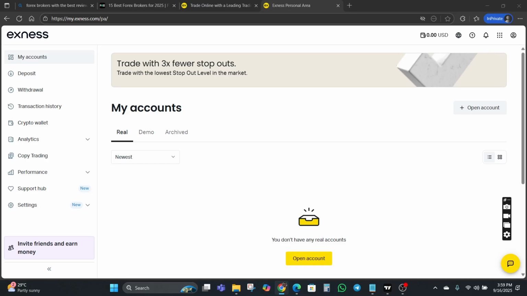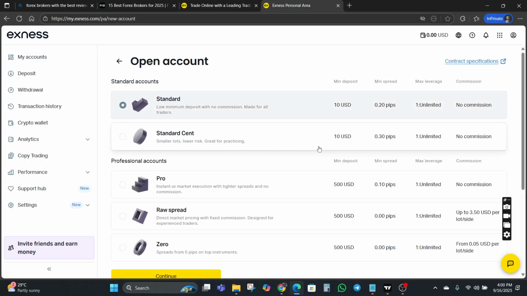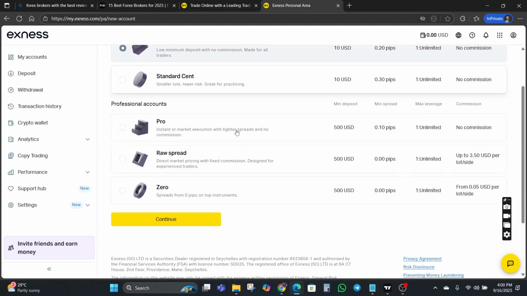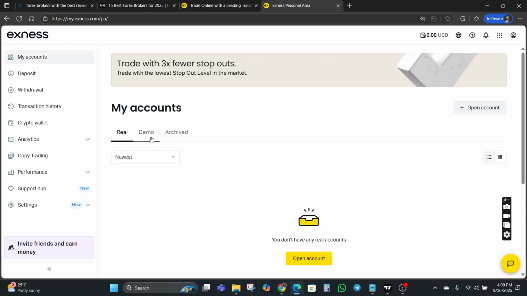Most brokers also offer demo accounts, which are very useful for beginners. A demo account allows you to practice trading in real market conditions without risking actual money. It depends on the broker. You're going to see different types of accounts and different features.